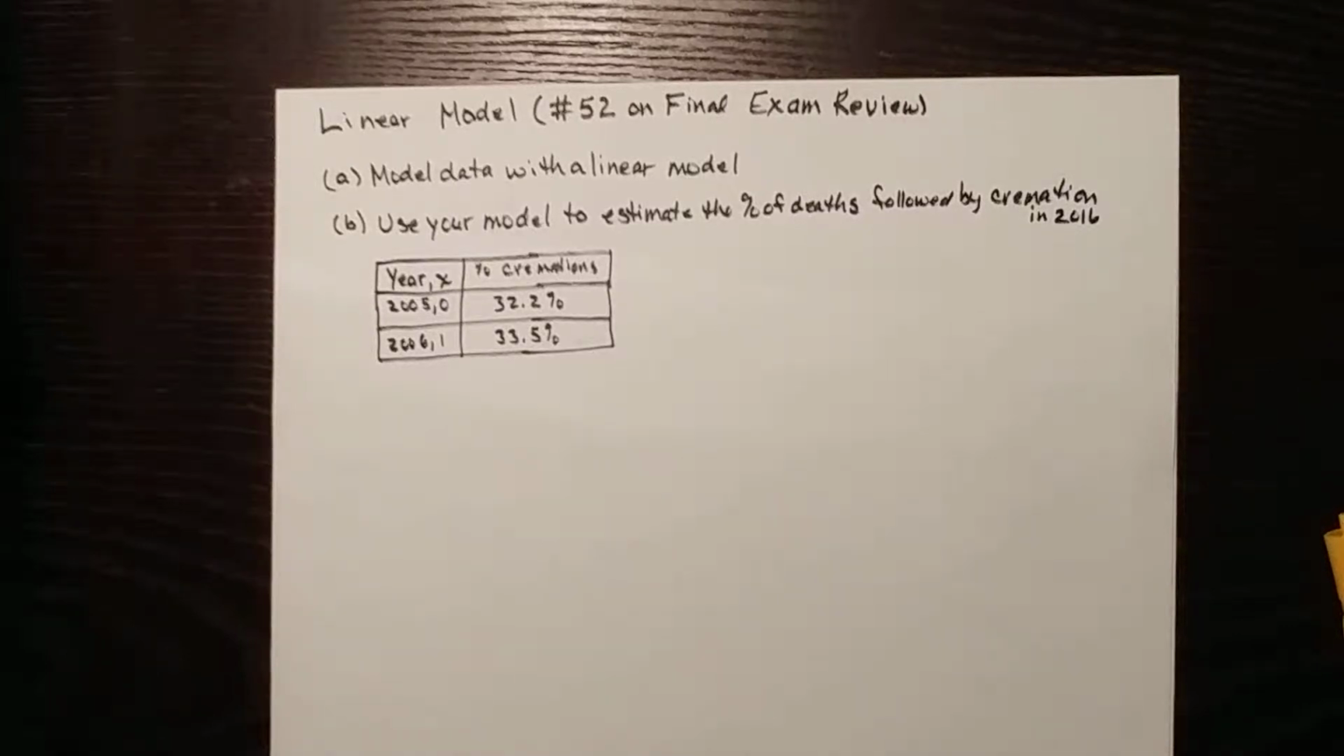This video is about writing a linear model. This happens to be number 52 on your final exam review. And so it says model data. Part A says basically to model the data with a linear model. And they told us to model it with a linear model.